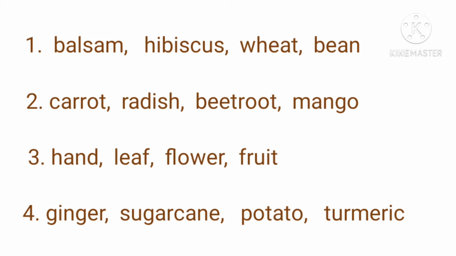Very simple. First question. Here, in this first question you can see balsam, hibiscus, wheat and pea. Which is the odd one in these four? Can you identify? Yes, wheat is the odd one. What is the reason? Can you tell the reason? Yes, the other three plants have tap roots. In wheat we can see fibrous root. Very good.